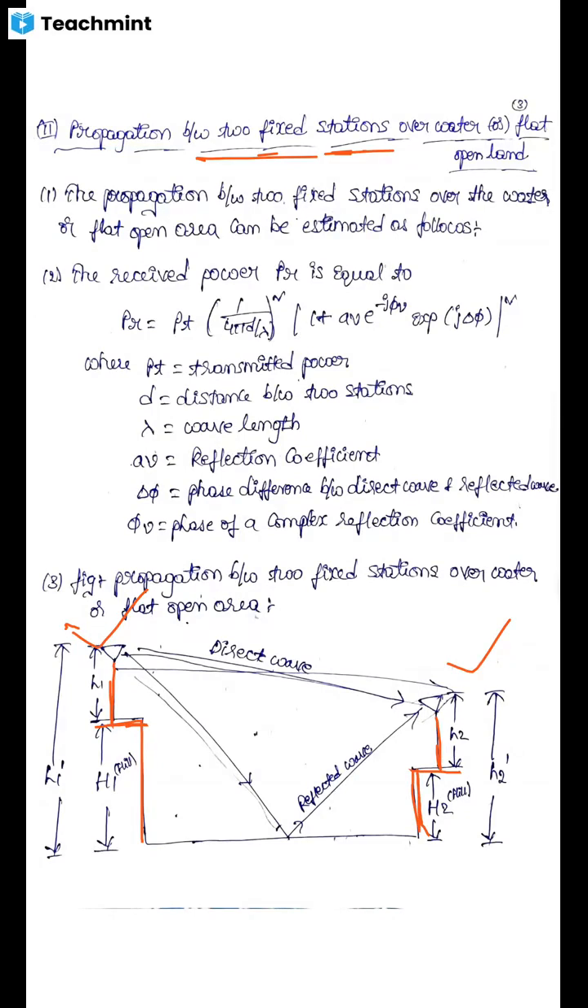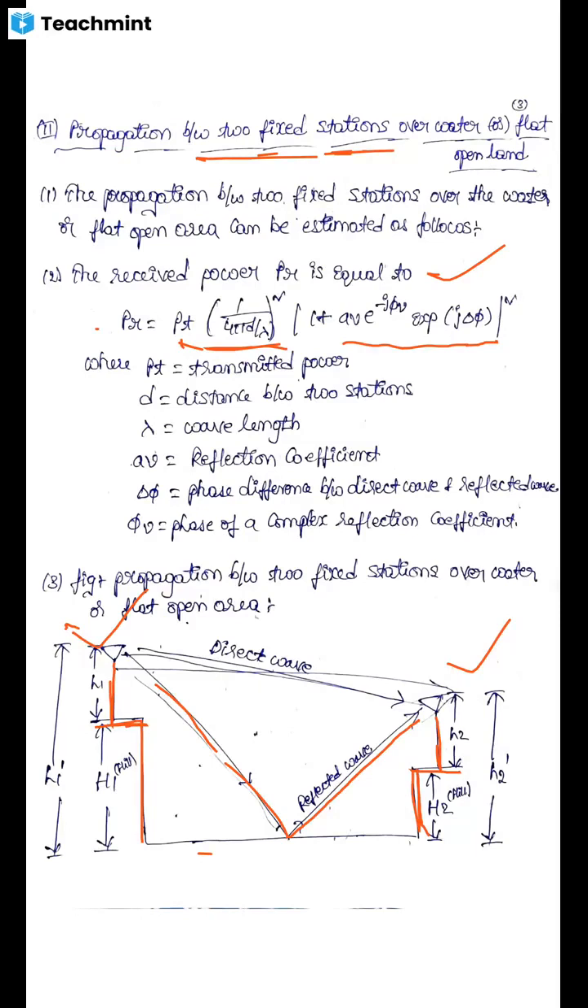So here we will find out the propagation of wave between these two fixed stations over the water or flat open land. Let us consider this over the water or flat open land. So here the received power PR is given as PR is equal to PT into (1 by 4 pi d by lambda) whole square, modulus of 1 plus AV e power j phi V and e power j del phi, modulus square.